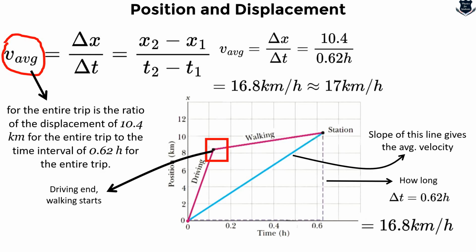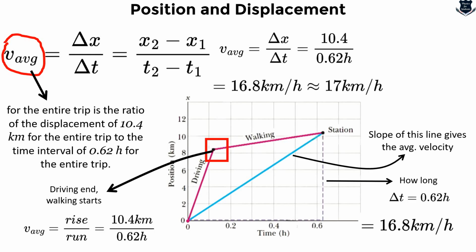And this is the slope of this line, that is the average velocity, which is calculated as v_average equals 10.4 kilometers by 0.62 hours, which gives around 17 kilometers per hour. So we got how long, we got the slope of this line, we got where the driving stops and starts, and we got 16.8 kilometers per hour. We calculate v_average by rise over run, which we already got.